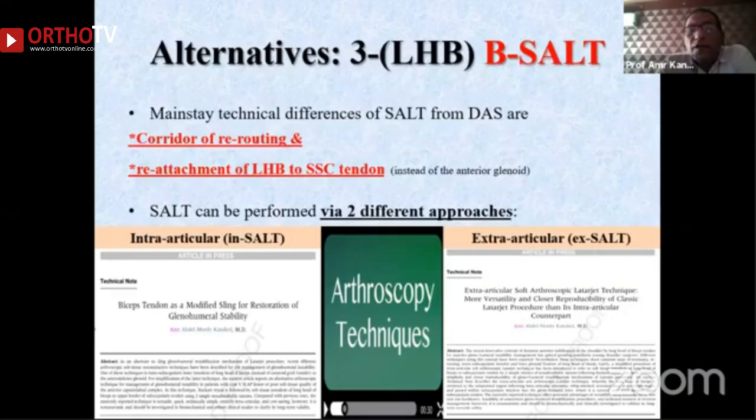The main technical differences of SOLT from these are the corridor of the rerouting of the long head of the biceps and the site of attachment of the long head of the biceps to the subscapularis tendon. As in the SOLT technique, the long head of the biceps is reattached to the subscapularis instead of the anterior glenoid, as in the case of these techniques. SOLT can be performed via two different approaches, an intra-articular one and an extra-articular variation. Both techniques have been recently accepted for publication in the journal Arthroscopy Techniques.